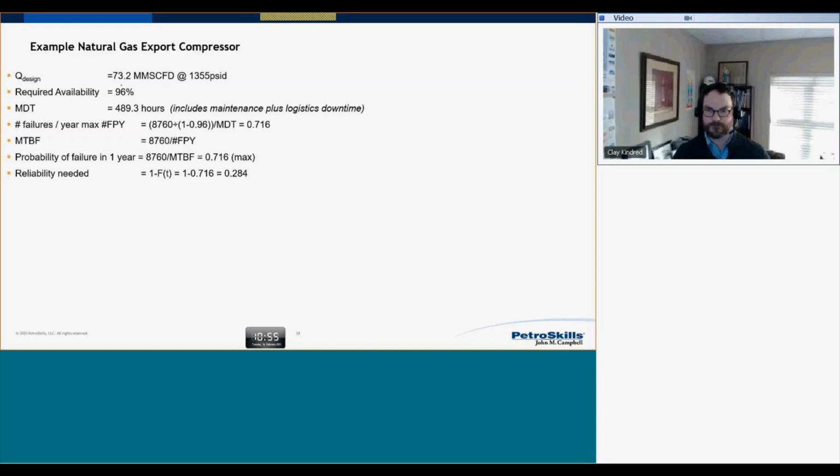The production planning department have told me this particular compressor has a design flow of 73.2 million scuffs. The availability we need for next year to achieve our production targets is 96%. Now make sure you know which availability they mean.